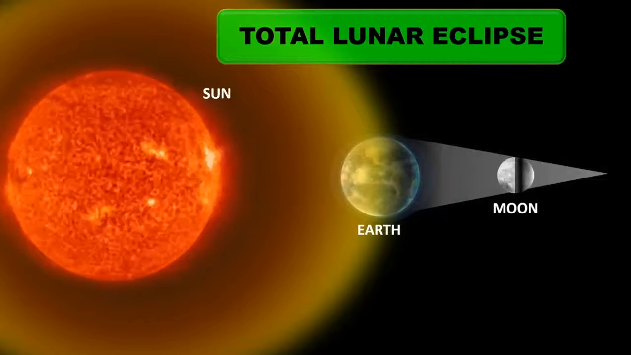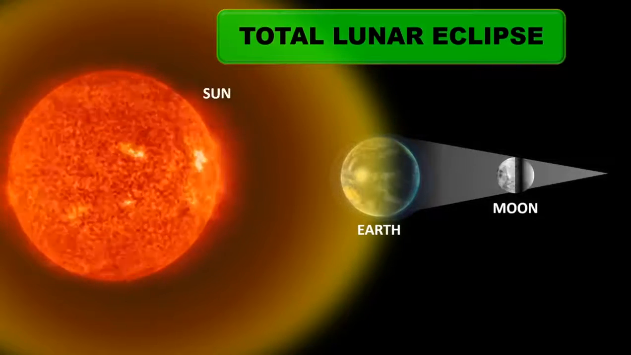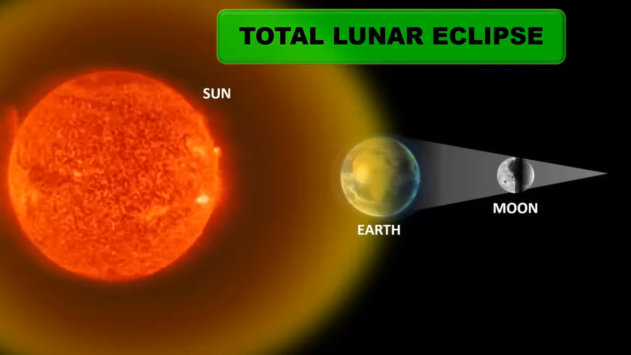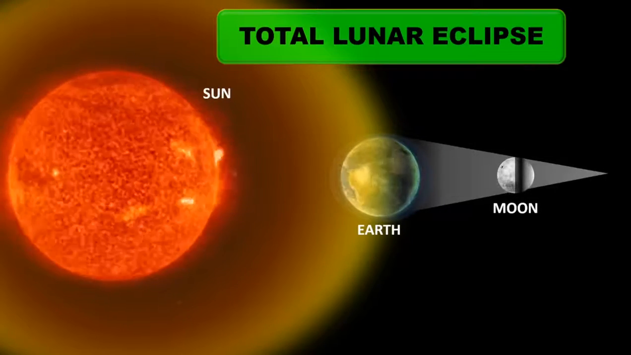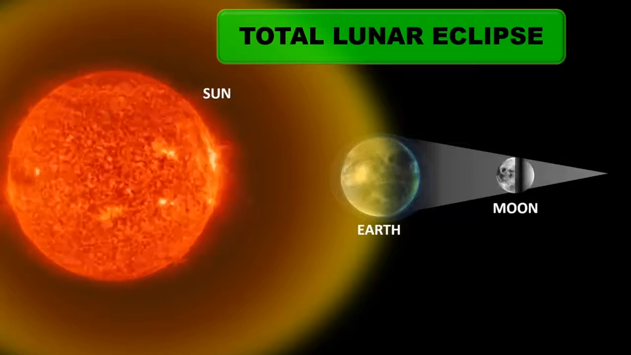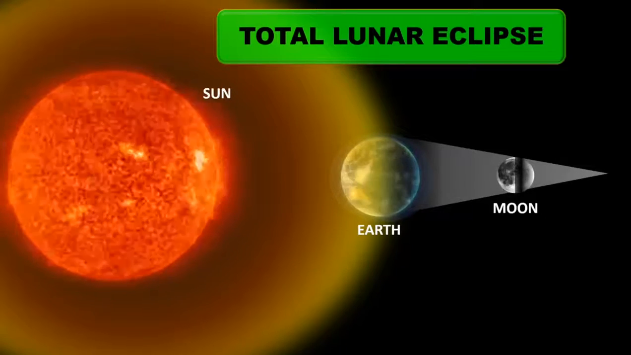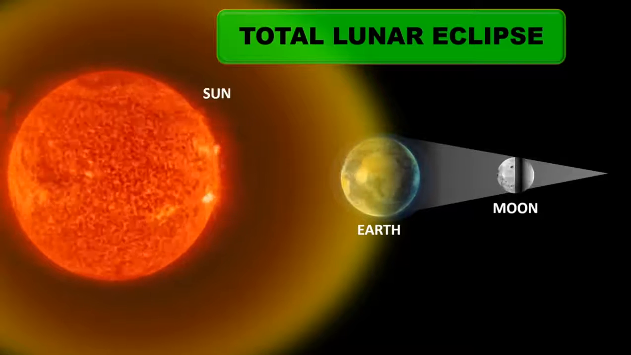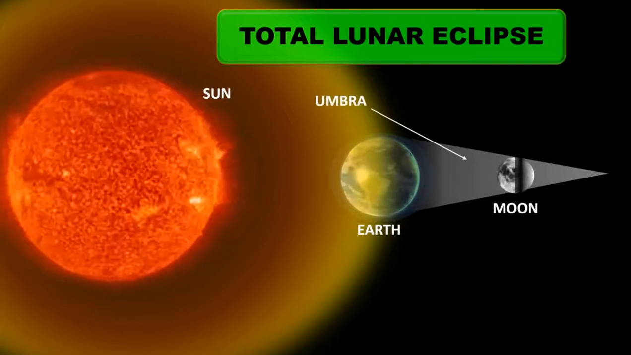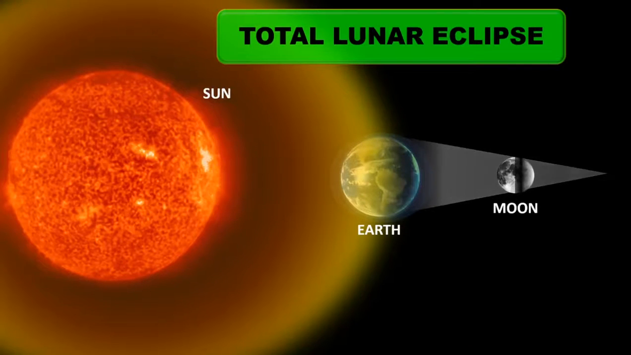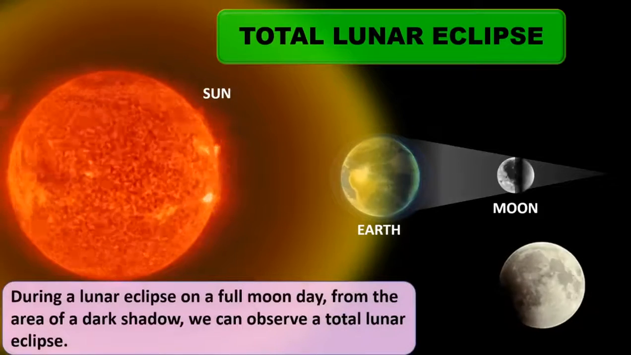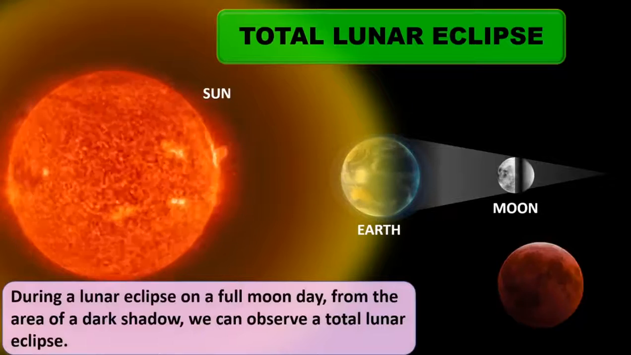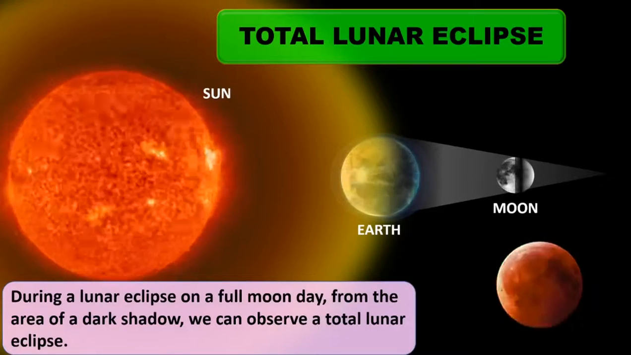There are two types of lunar eclipse: total lunar eclipse and partial lunar eclipse. Let's learn about each of them in detail. Total lunar eclipse. On a full moon day, the moon's path of revolution passes through the thick shadow of the earth. If the moon is totally hidden within the shadow, we see a total lunar eclipse.